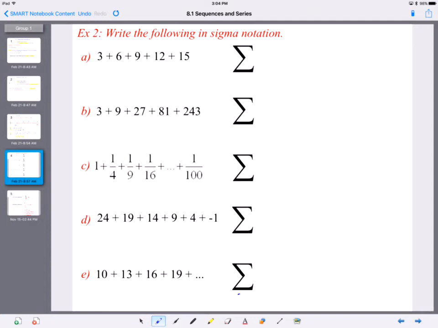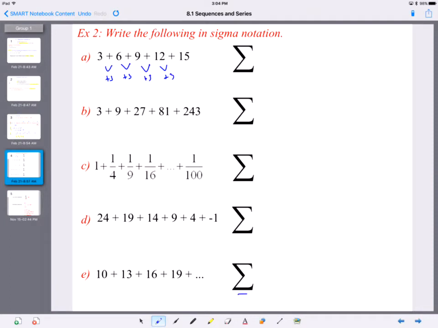I want you to create the summation based on that information. So you're really looking for patterns. All right. So the first thing is, on the first one, what do you recognize? Well, you're going from 3 to 6. You're adding 3. 6 to 9, you're adding 3. 9 to 12, you're adding 3. And 12 to 15, you're adding 3.